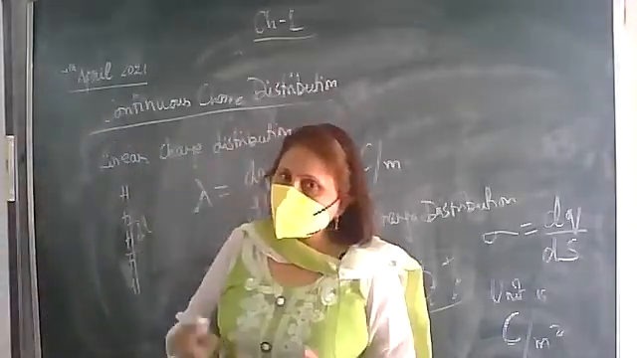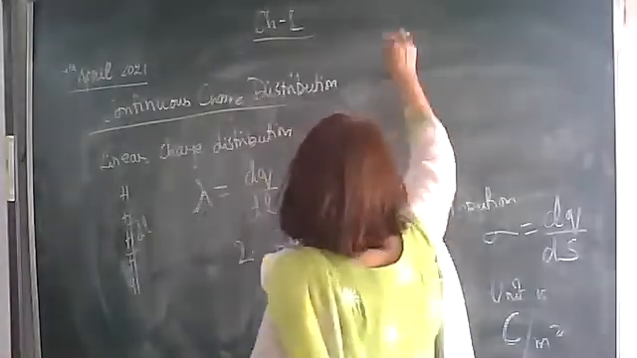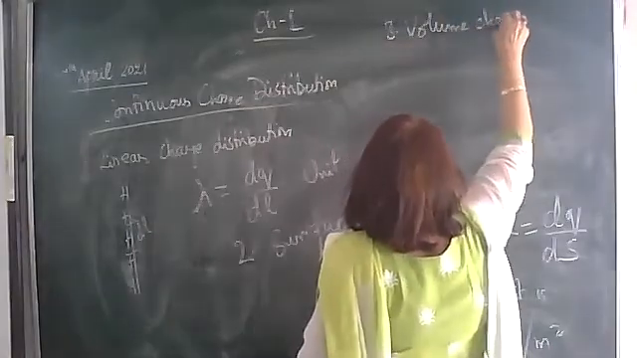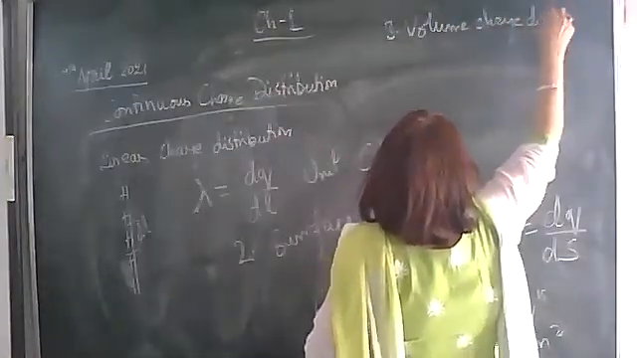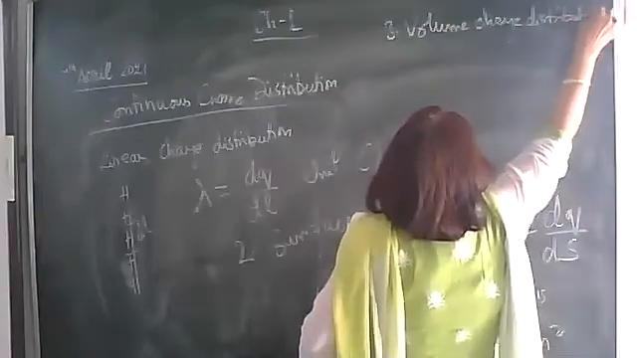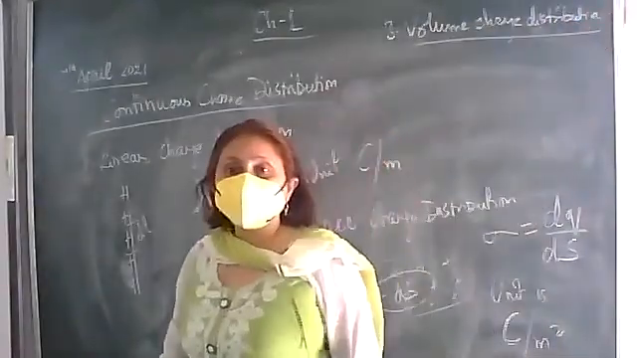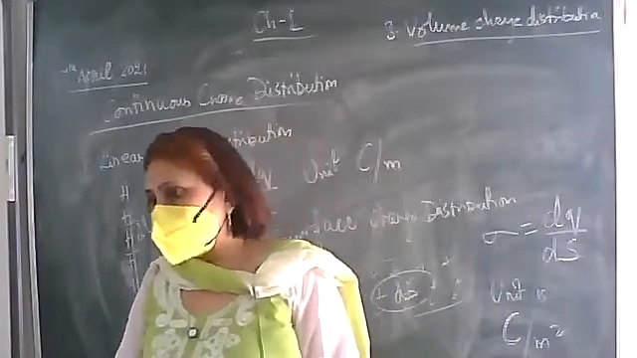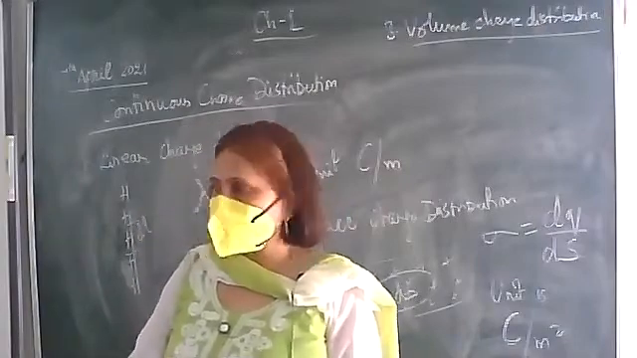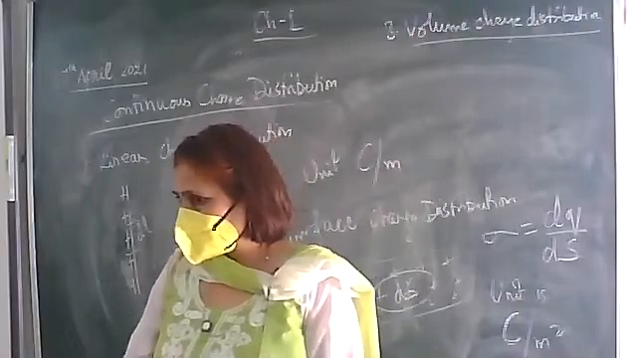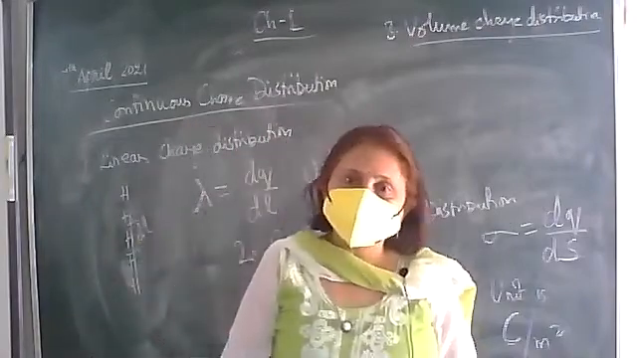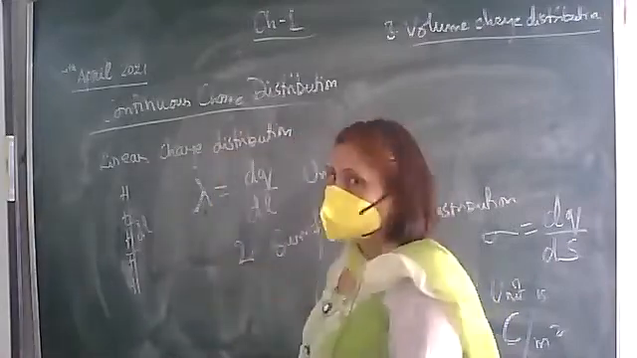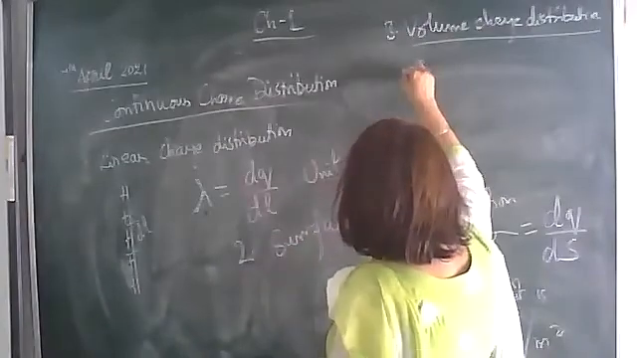Now, if the charge is uniformly distributed inside a volume, then it is called volume charge distribution. If the charge is uniformly distributed inside a volume, like inside a sphere, a cuboid, a cube, or any irregular shaped closed body, that is called volume charge density.